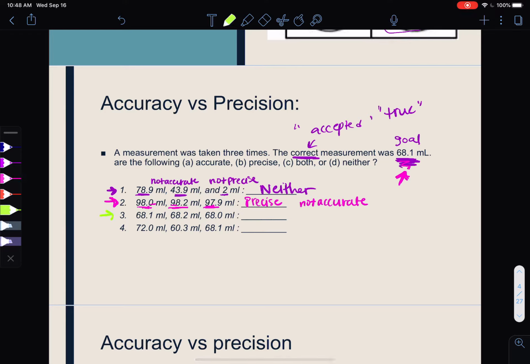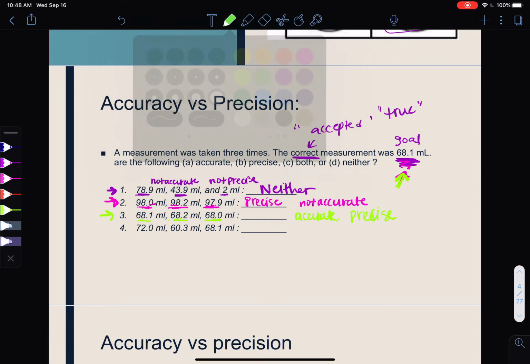All right, let's look at number 3. So number 3, 68.1, that hits on target. 68.2, that's really close. 68.0, that's really close. So this one is accurate. And are they close to each other? This one is also precise. Sorry, you can't see this color. So this is both. Okay.